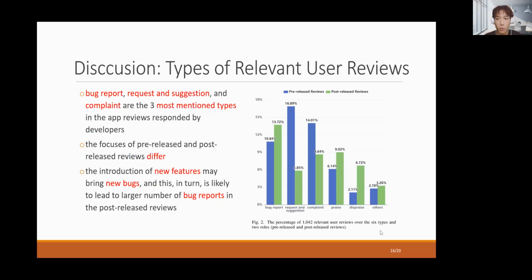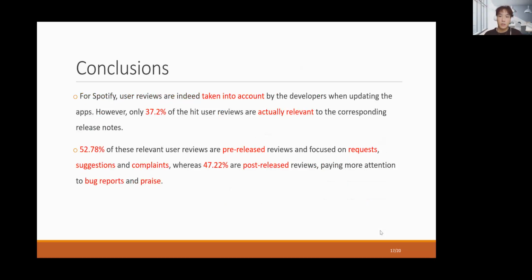Firstly, bug reports, requests, and suggestions and complaints are the 3 most mentioned types. Secondly, it's apparent that the focuses of pre-release and post-release reviews differ. Thirdly, in our cognition, bug reports are supposed to be more in pre-release reviews, so we explore this problem and find that the introduction of new features may bring new bugs, and this in turn is likely to lead to a larger number of bug reports in post-release reviews. So we can summarize 2 main conclusions.